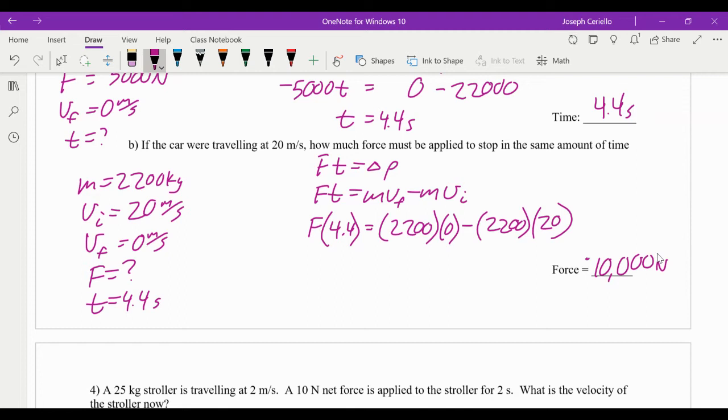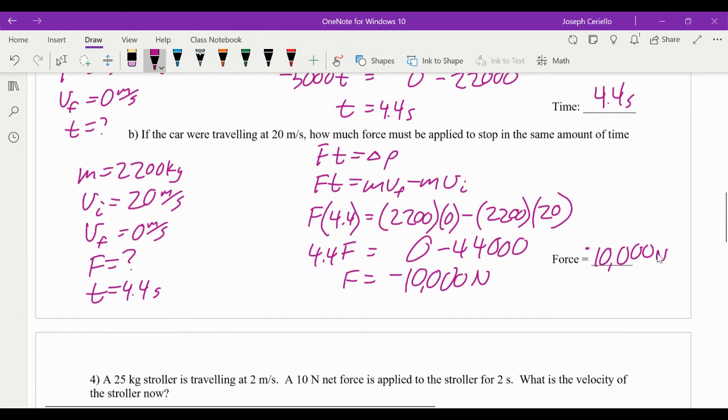Work through the math here. You have 4.4F equals, this is 0, this is minus 44,000. Divide both sides by 4.4, you get F equals negative 10,000 newtons. Or if you got 10,000, that's fine too. Notice V final isn't always going to be 0 here, but in these cases it is because we're talking about stopping. Okay? If you're talking about starting, then the V initial would be 0.